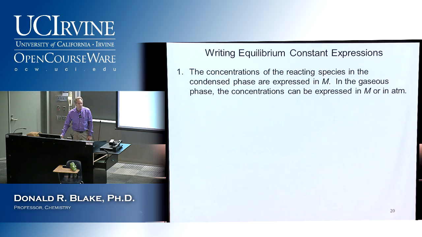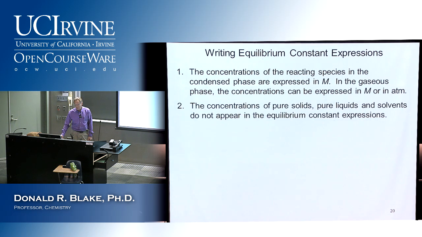So this is just 5 little rules that will help you. You're not going to have to recite these, but the concentrations of reacting species in the condensed phase are expressed in molar. Condensed phase means not gas. In the gas phase, the concentration can be molar or pressure. We've done ones with CO2 as a molar concentration, and then CO2 as a gaseous pressure. The concentration of pure solids, pure liquids, and solvents do not appear in the equilibrium constant expression.